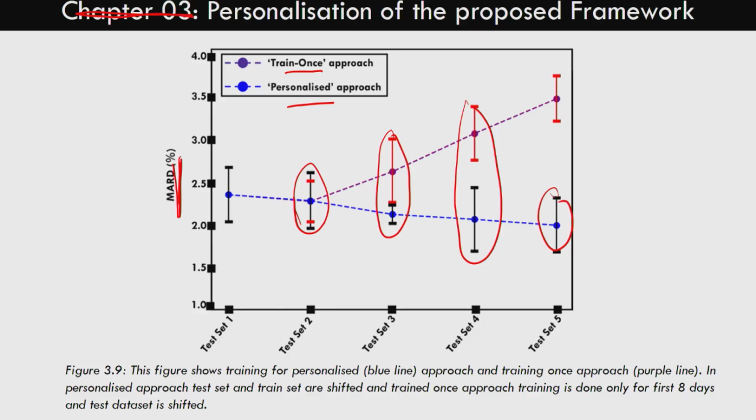The sensor MARD is around 6 to 8. 6 is very good, but generally it is around 8, so that is a different MARD. This is the forecasted MARD, not the sensor MARD.